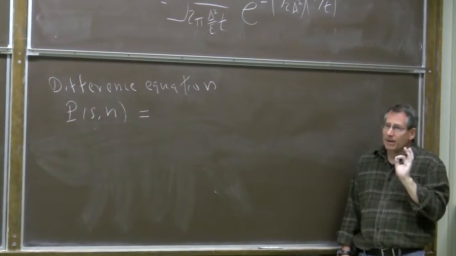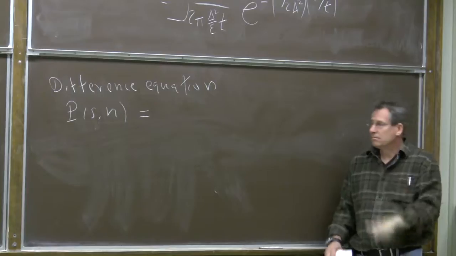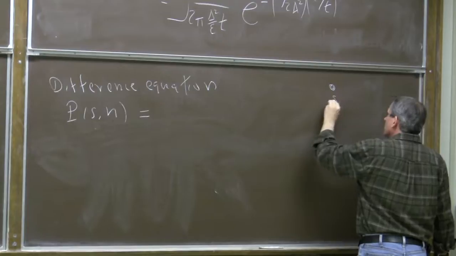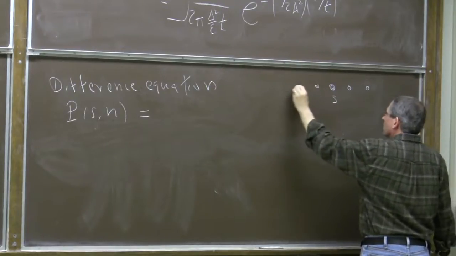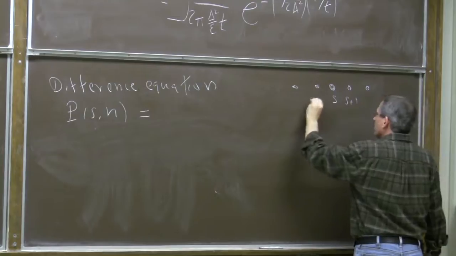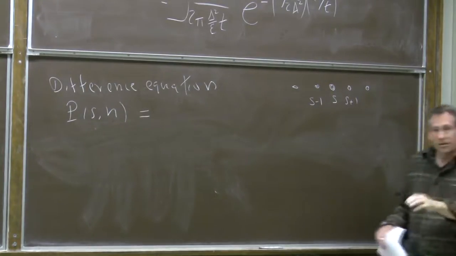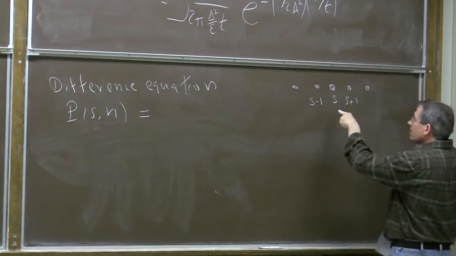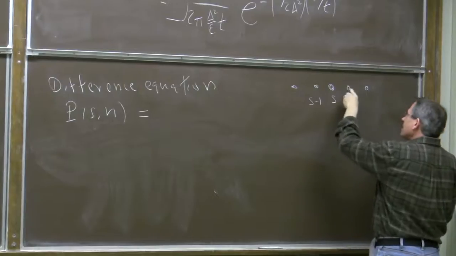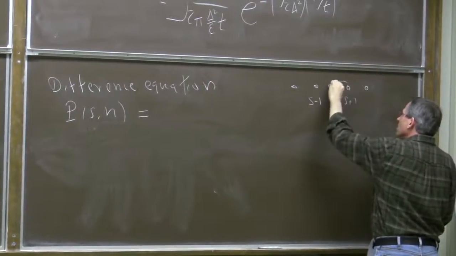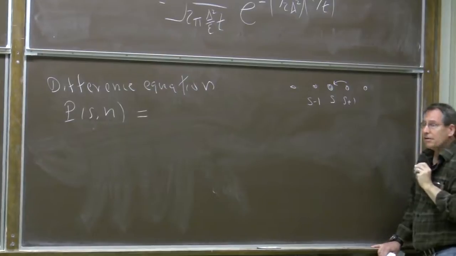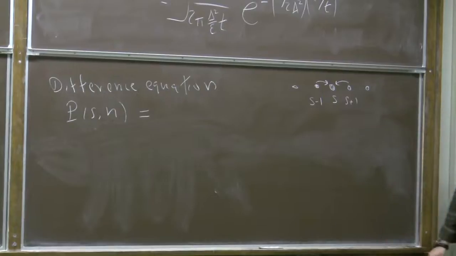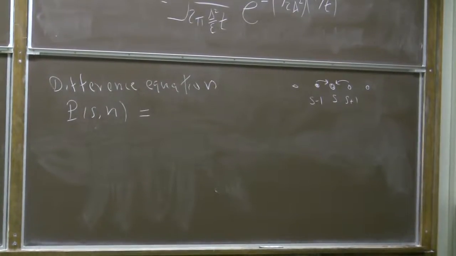Well, if you're at site s at time n, where were you at time n minus 1? Here's site s. Site s plus 1, s minus 1, etc. In each step, you either move to the left or to the right. Okay? So, if you're at site s at time n, then at time n minus 1, you had to either be at s plus 1 and to have taken a step to the left, or at site s minus 1 and taken a step to the right. Those two things are equally probable.